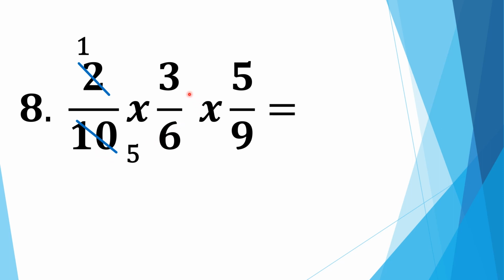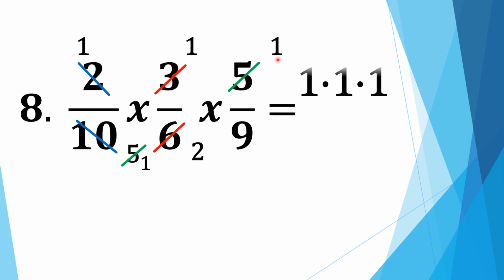Next, what is the greatest common factor of 3 and 6? The greatest common factor of 3 and 6 is 3. So let us divide. 3 divided by 3 is equal to 1. 6 divided by 3 is equal to 2. Then, we can cancel 5 and 5 or divide. 5 divided by 5 is equal to 1. 5 divided by 5 is equal to 1. The remaining numerators are 1 times 1 times 1.